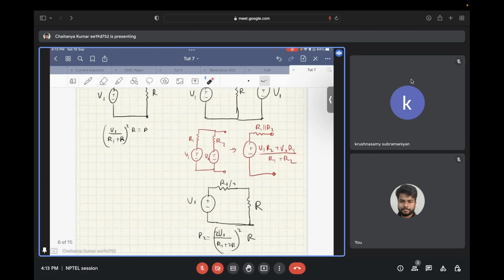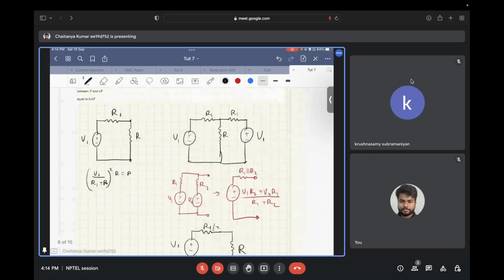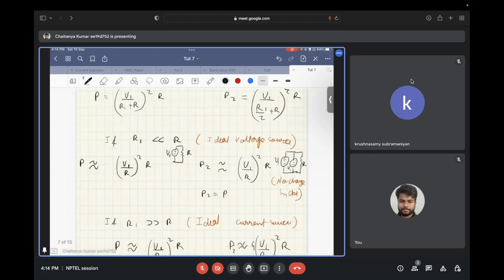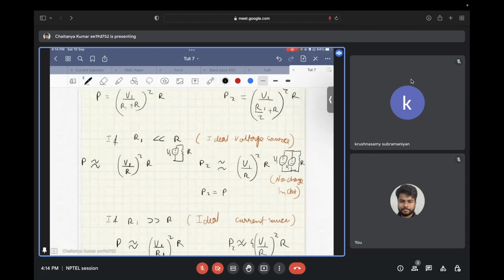So power 2 that we get is 2 V1 by, sorry, yeah, it is correct. So this is what we get as the power in the second case. Now let's consider extreme cases.